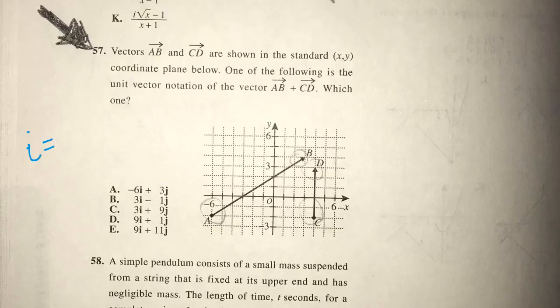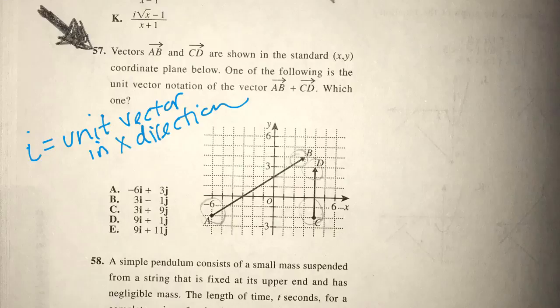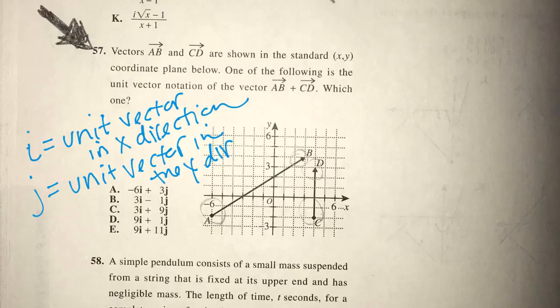So i is the unit vector in the x direction. j is the unit vector in the y direction. So essentially our answer choices are in x, y, with no parentheses or comma. So it's the x value of the sum of these vectors and then the y value.